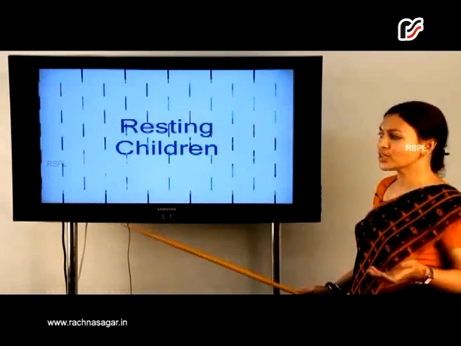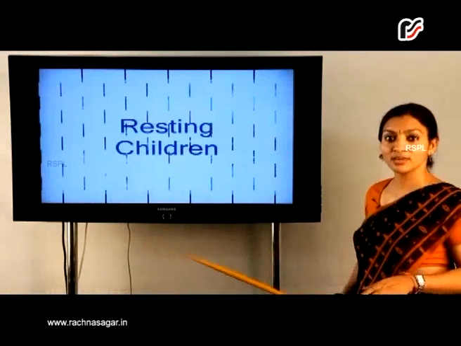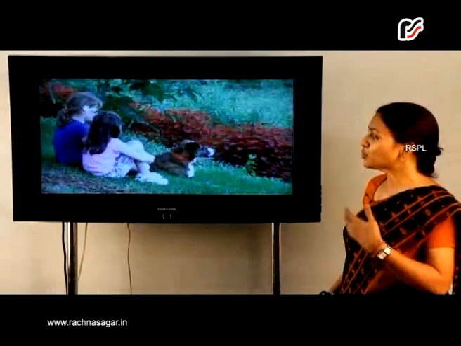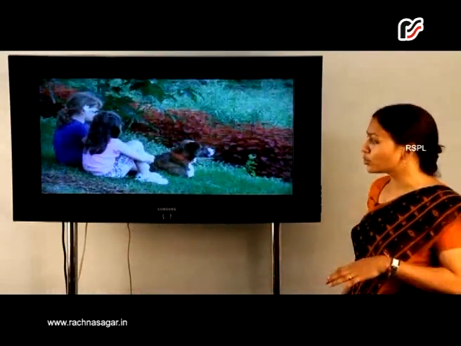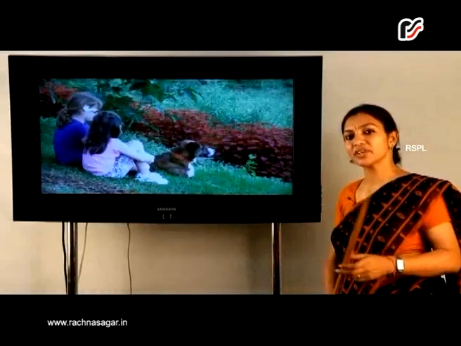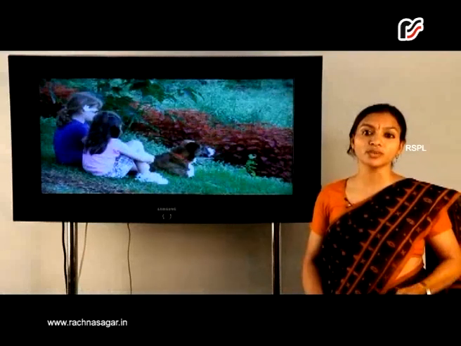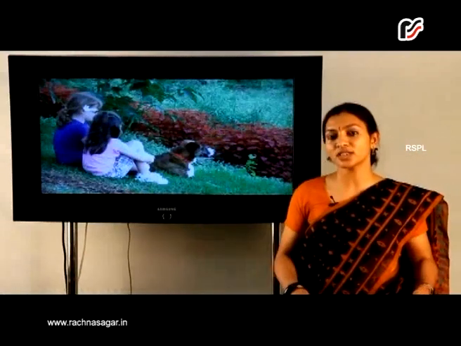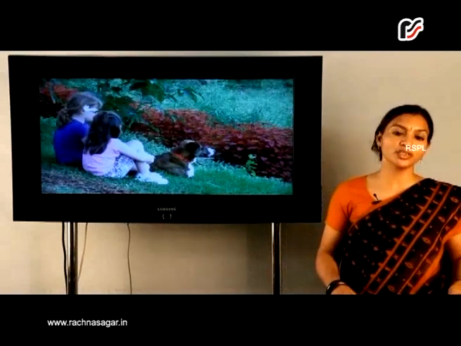Let's take the example of resting children. If they are sitting, not physically very active, at that time the respiration rate is comparatively slow. We can see the dog is also resting here. So all the creatures, when they are resting, take less oxygen. This depends on the liberation of energy, how much energy is required and how much oxygen is required.